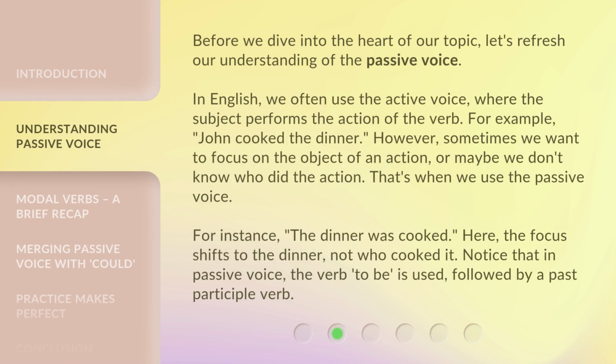Before we dive into the heart of our topic, let's refresh our understanding of the passive voice. In English, we often use the active voice, where the subject performs the action of the verb. For example, John cooked the dinner. However, sometimes we want to focus on the object of an action, or maybe we don't know who did the action. That's when we use the passive voice. For instance, the dinner was cooked. Here, the focus shifts to the dinner, not who cooked it. Notice that in passive voice, the verb to be is used, followed by a past participle verb.